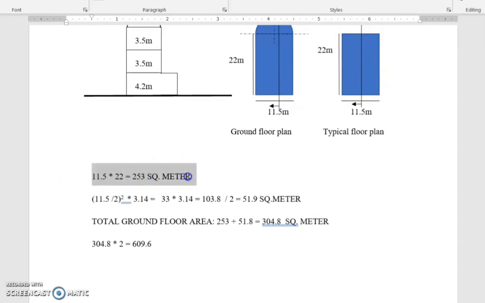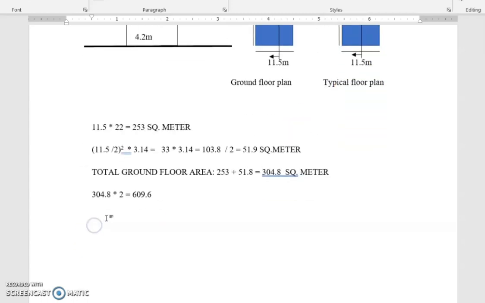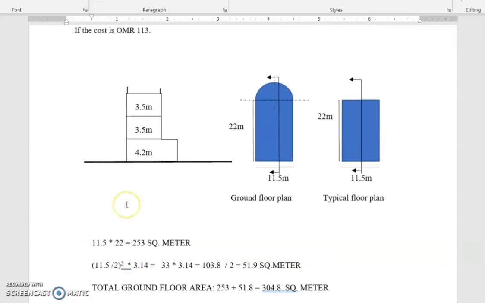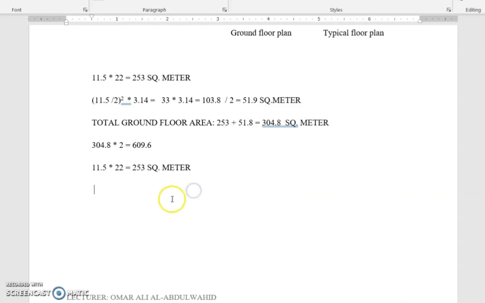The typical floor is the same thing. This one will be 253 multiplied by 2 because we have 2 floors, in square meters. Then 253 will be multiplied by 2.15, and 253 will be multiplied by the next factor, as we said. So let's see how much this will be.